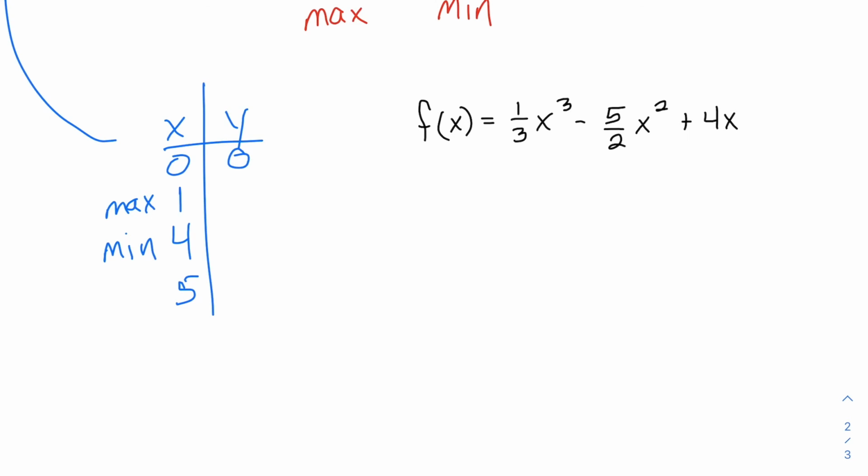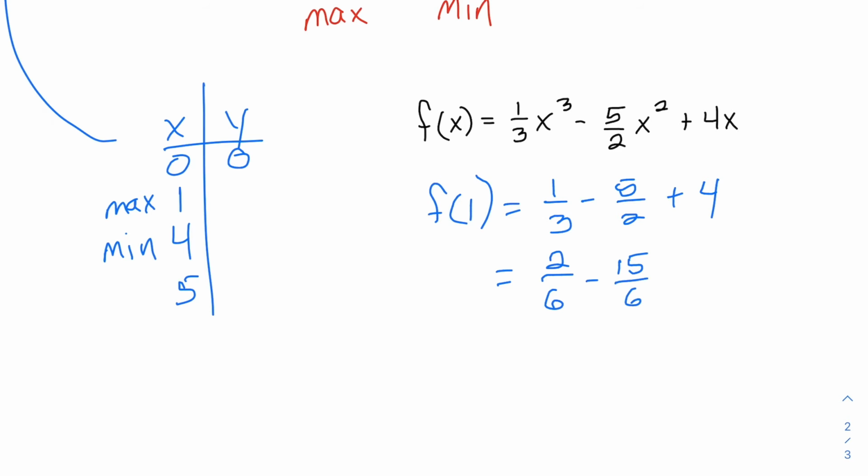If you plug in a 1, you'll get 1/3 minus 5/2 plus 4. And this one, just because it's a little bit more complicated, I'll write it out. Multiplying by the x is the easy part here, but we're going to have to find some common denominators. So that would be 2/6 minus 15/6 plus 24/6. And so that would be negative 13 plus 24, which is 11/6.